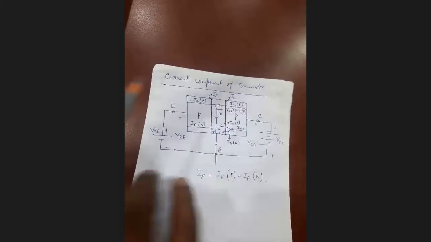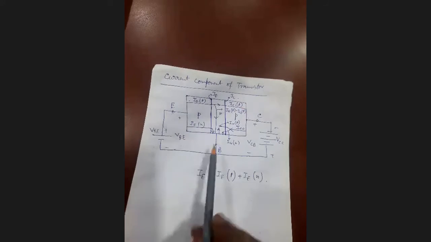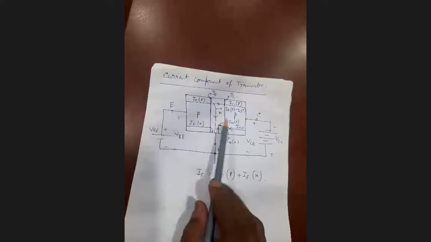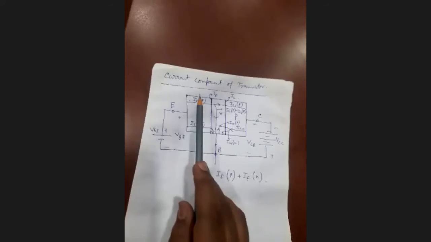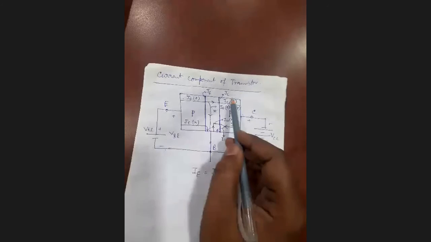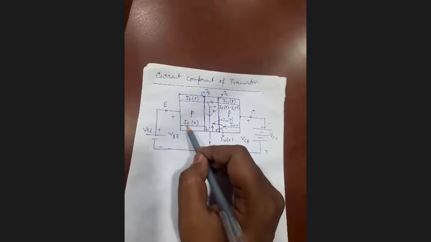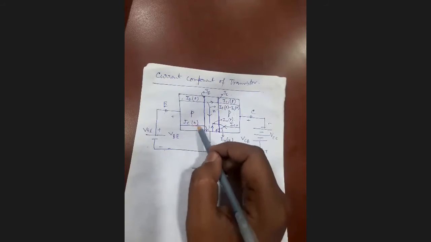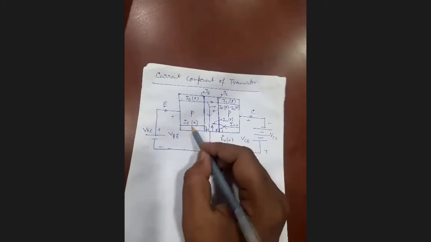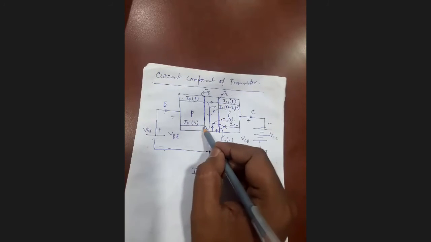I repeat again, when we apply the forward bias, this PN junction is forward biased. So the majority carrier current IEP crosses the junction and reaches the base region. The base is very narrow, so most of the carriers reach the collector side. And the minority carrier current due to the emitter current is very small, so it crosses the junction and mostly diffuses here.